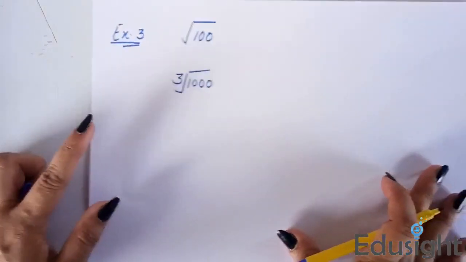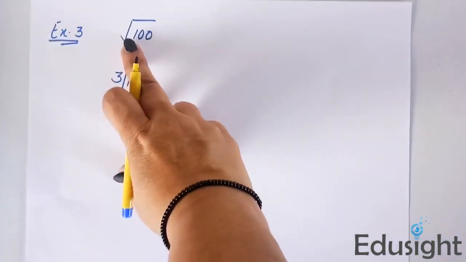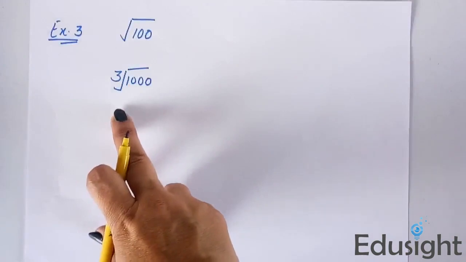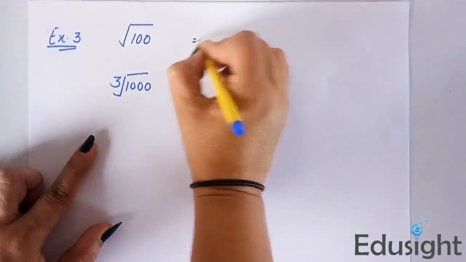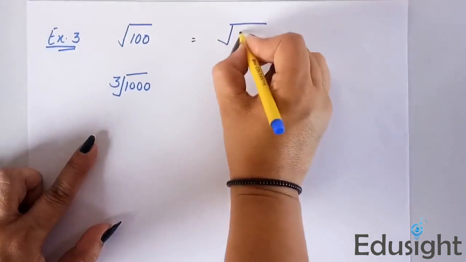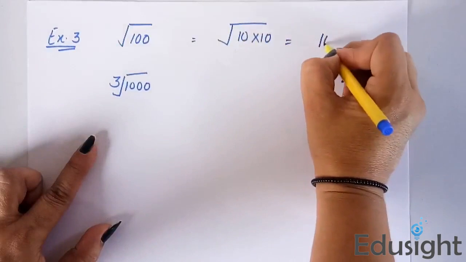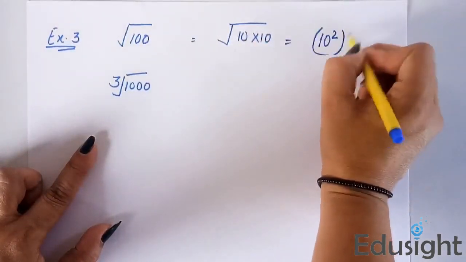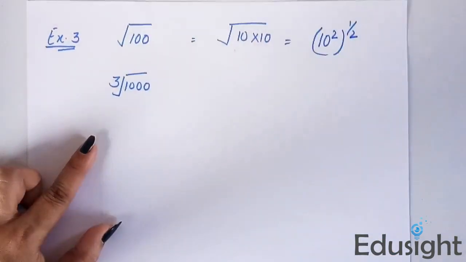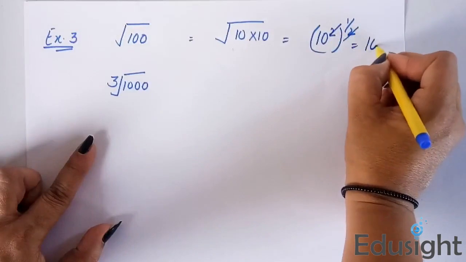Now example number 3. I have given you two symbols which we have discussed earlier. This is the symbol of square root and this is the symbol of cube root. Find out the square root of 100. 100 can be written as 10 multiplied by 10. That means square of 10. Now the other way to write the symbol of square root is this. So 2 cancelled by 2 and your answer is 10.